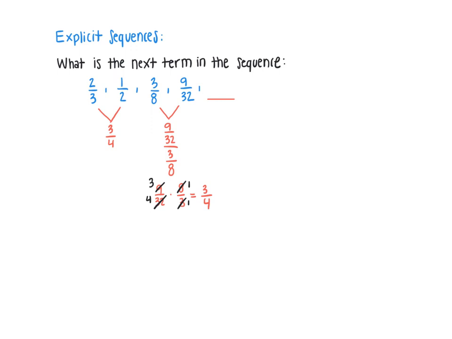So the way to get the fifth number in our sequence is simply multiply the fourth term by 3/4. So I'm going to do 9 over 32 times 3 over 4. And this gives me 27 over 128.